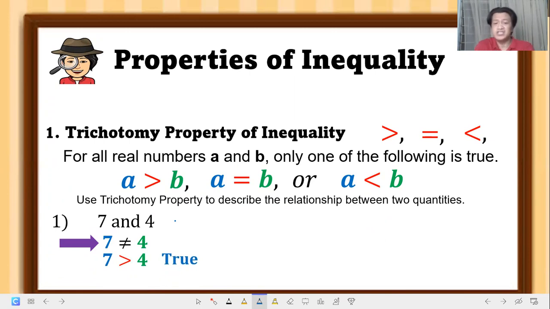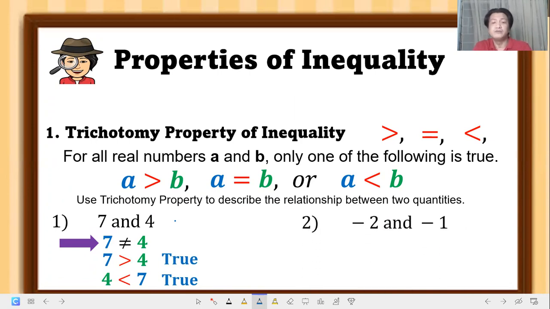Or you can interchange, no? Kapag binaliktad natin, use the less than symbol, kaya 4 is less than 7. Kaya mas malaki pa rin yung 7 kaysa kay 4. Kaya isa lang yung pwede maging true sa statement. Yun ang ibig sabihin ng trichotomy property, to describe the relationship between two quantities.